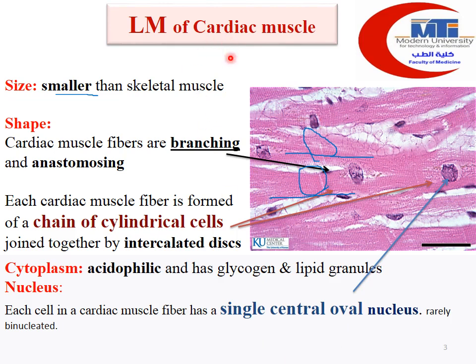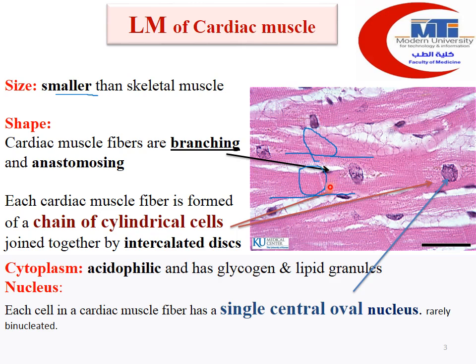Light microscopy of cardiac muscle. Size: cardiac muscle is smaller than skeletal muscles. Shape: cardiac muscle fibers are branching and anastomosing. Each cardiac muscle fiber is formed of a chain of cylindrical cells joined together by intercalated discs.